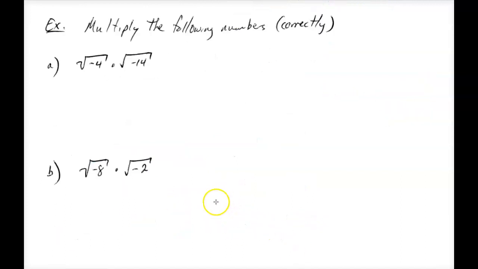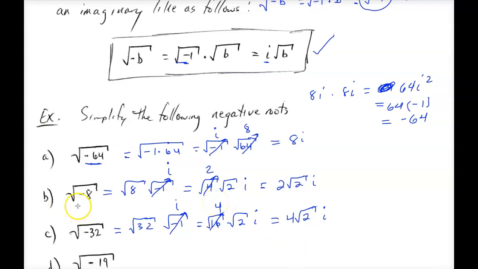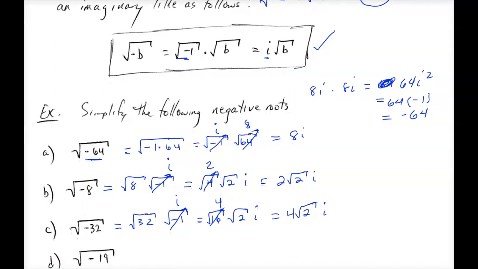And then for our final example here, we would have square root of 19 times square root of -1. And of course, square root of -1 is just i. And since 19 is a prime number, there's nothing else that we can do to break down square root of 19 anymore. So our final answer just ends up being square root of 19 times i.